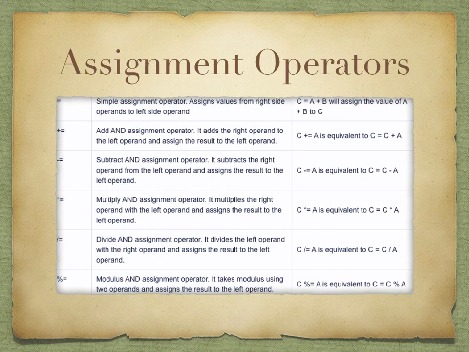Like that, you have another assignment operator like minus equal to. If I write A minus equal to B, it means A equal to A minus B. Other assignment operators that you have are star equal to, slash equal to, and percentage equal to. So all these are the assignment operators that can be used in your program.